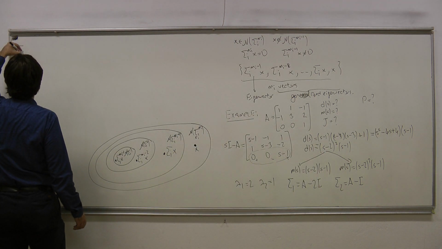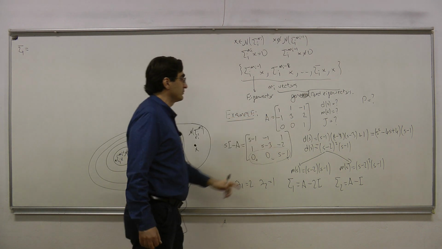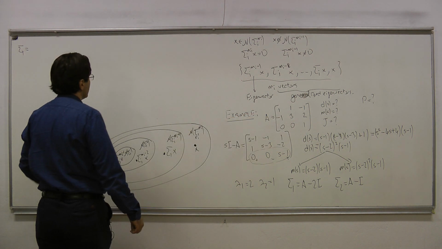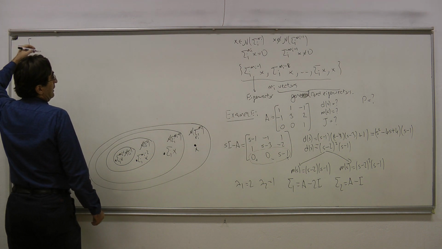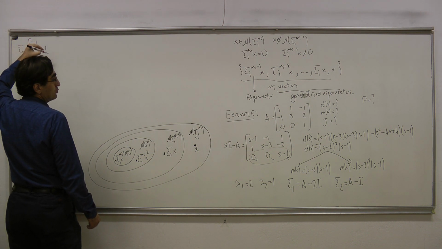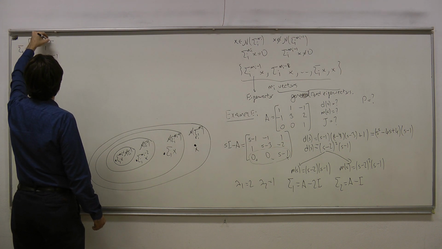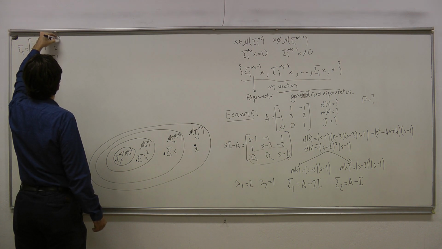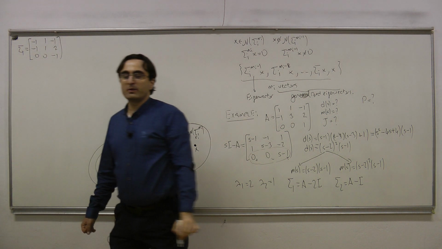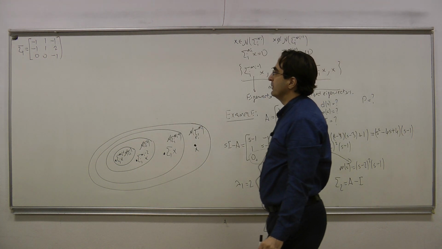Sigma 1 is A minus 2 identity. I will subtract 2 from the diagonals of this matrix, and the remaining parts will be the same. So I have minus 1, 1, and minus 1 here on the diagonal, and the rest is the same, 1, minus 1, 2, minus 1, 0, 0. So this is my sigma 1 matrix. Let us look at its null space dimension.